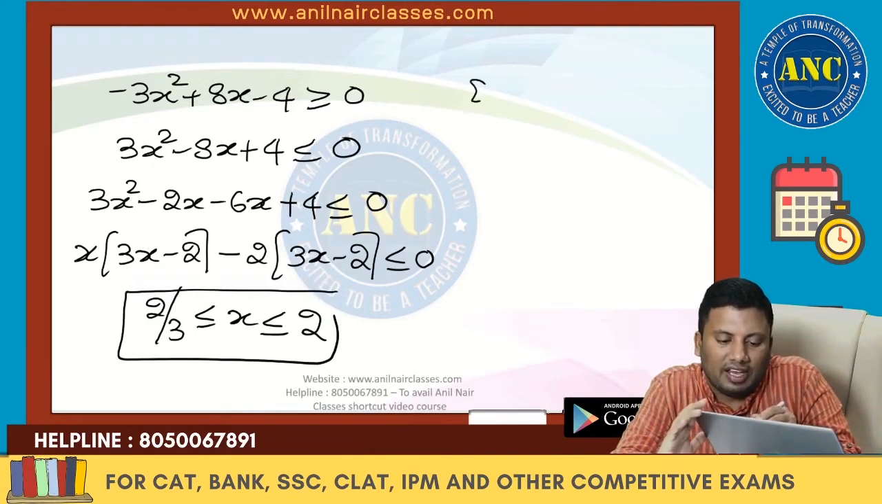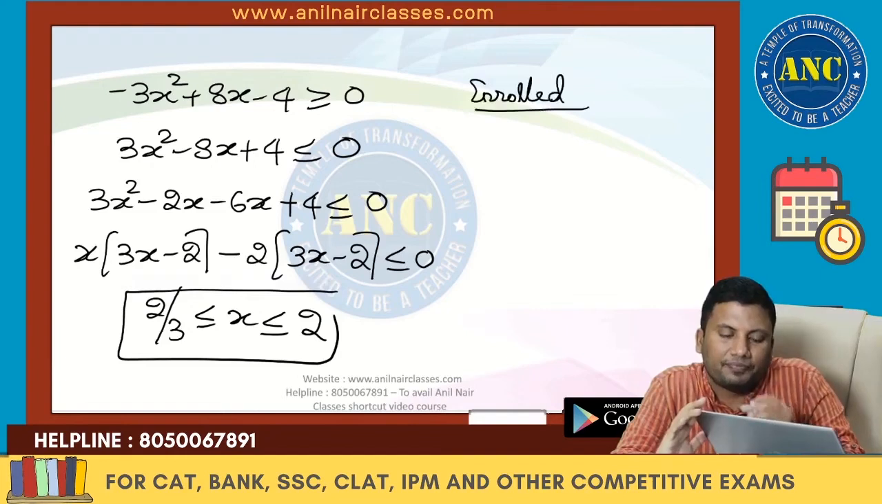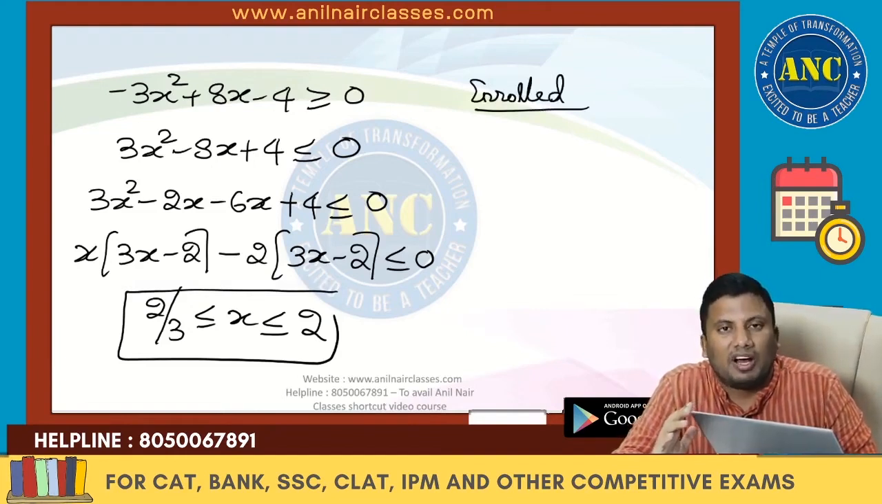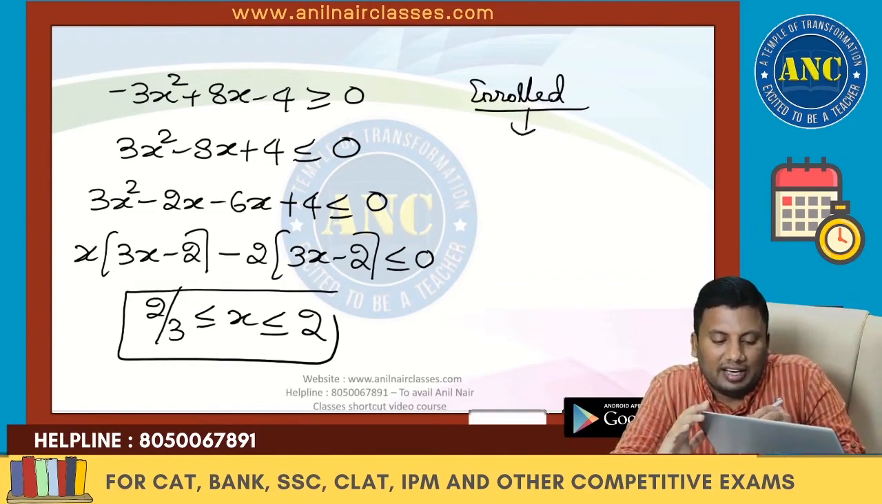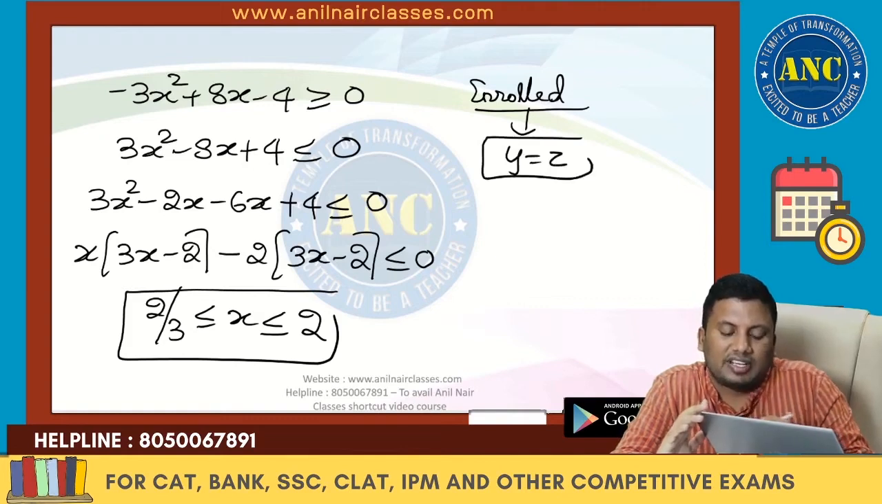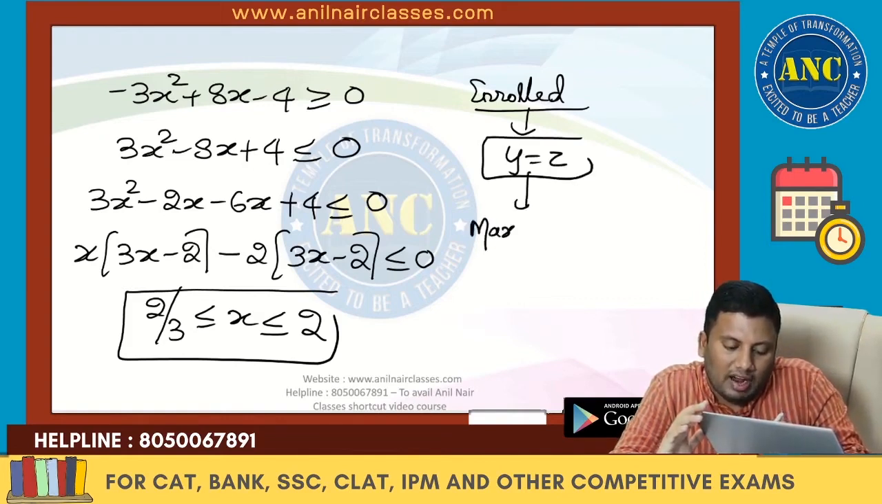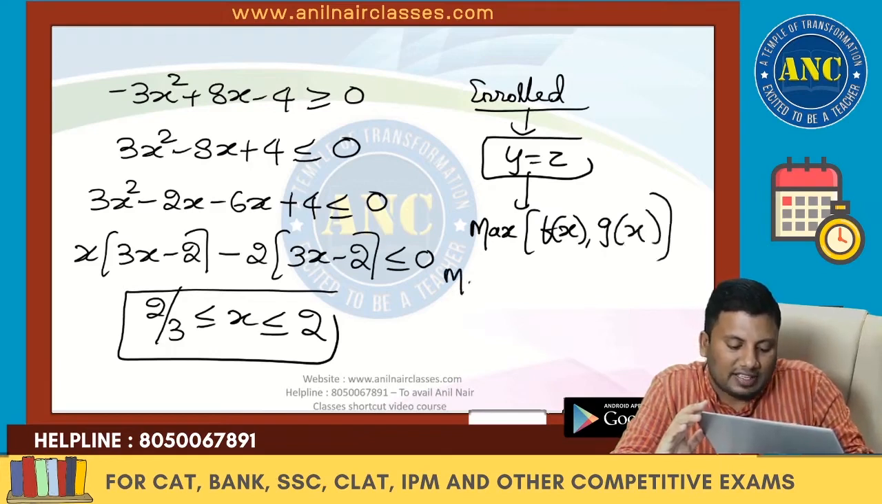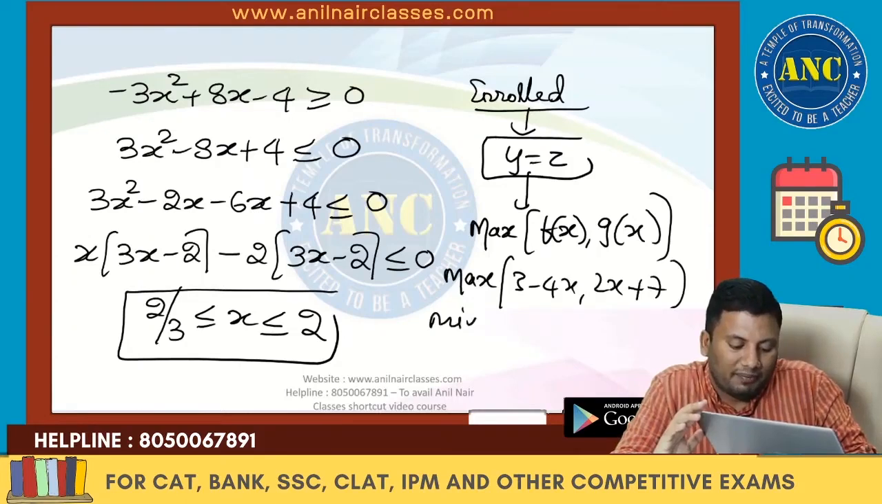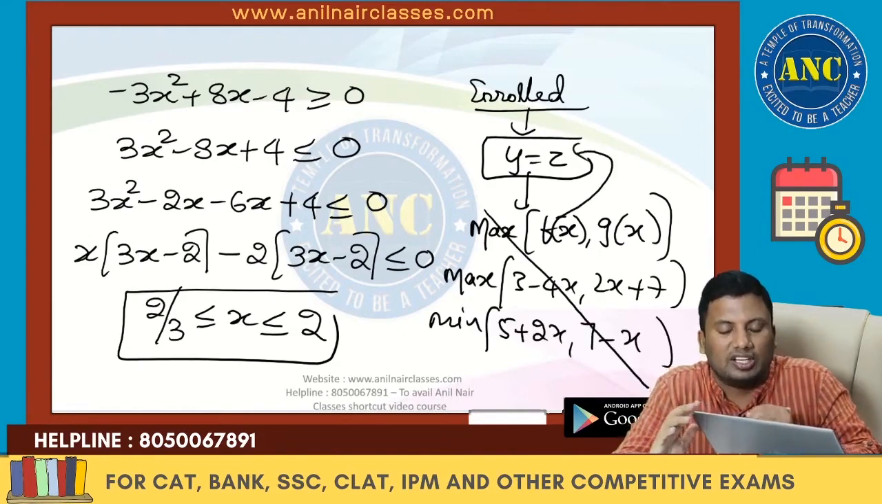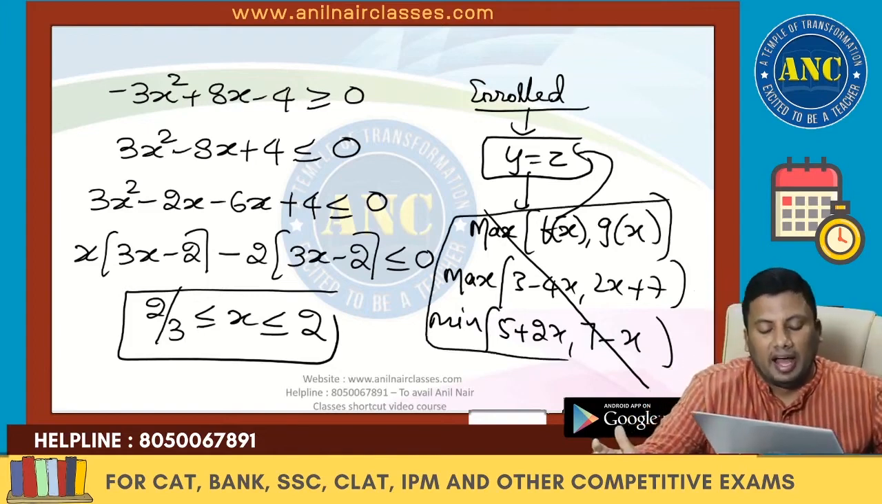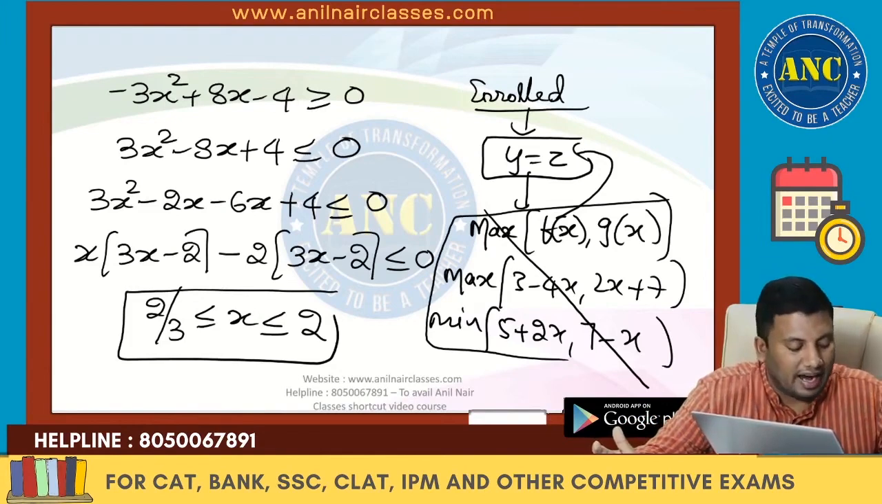This is one method. For the enrolled students, when I am discussing maxima minima of two variables, I will tell you another method where y can be equated with z. But I will tell you only after I do the maxima minima for linear functions: maximum of f(x), g(x), such as 3 minus 4x, 2x plus 7, and minimum of 5 plus 2x, 7 minus x. Because I did not do this, I am not covering this one. This is a very important CAT replica model.